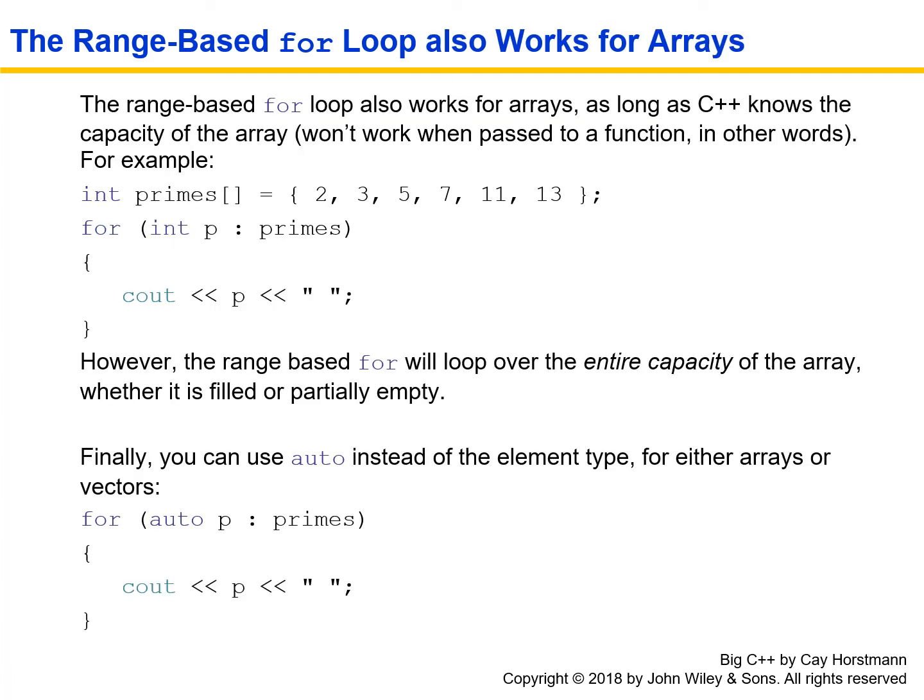The range-based for loop also works for arrays. We've seen that earlier in the part 1 lecture, but I just want to show it to you again. And you can also use auto to automatically assign the type of p based on whatever primes is. So the compiler knows that primes is an int, so it would make p an integer automatically.